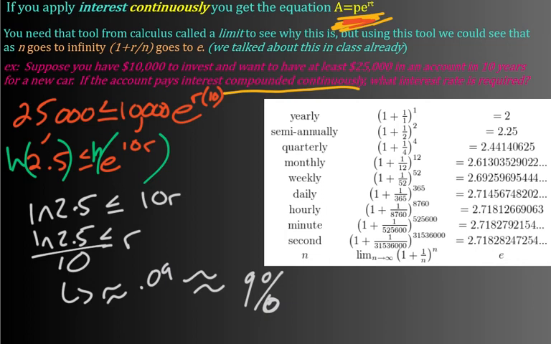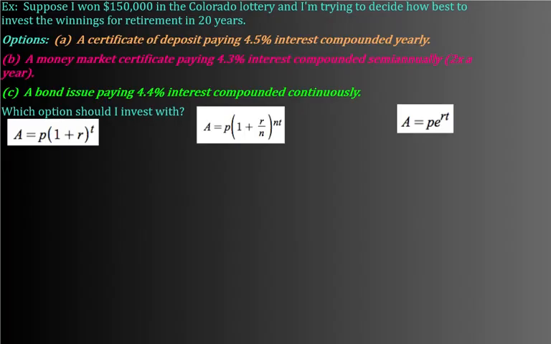But that would be the interest rate if the interest was compounded continuously. All right. So the last thing I want to do is put all this together. Let's say I won $150,000 in the Colorado lottery, and I'm trying to decide how best to invest my winnings for retirement in 20 years.